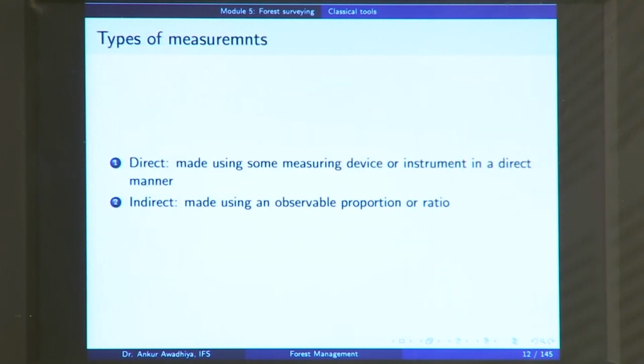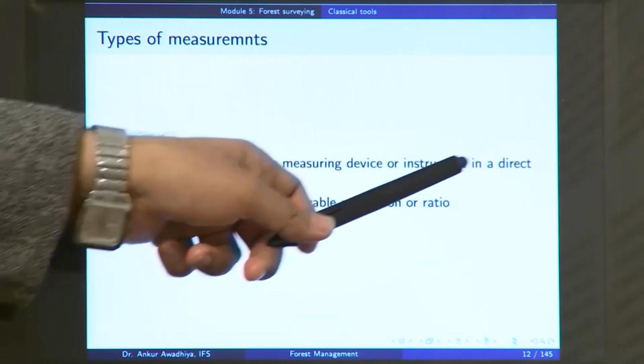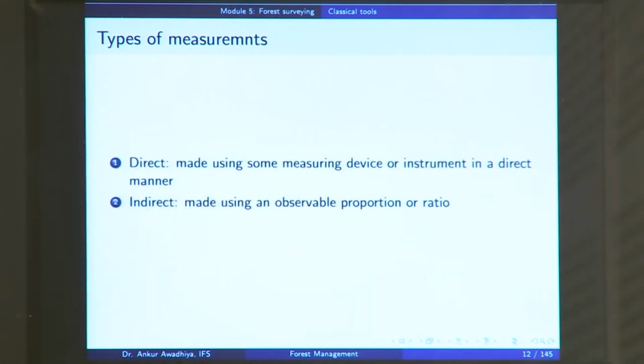Now, when we are making the measurements, there are two different types of measurements. One is known as a direct measurement. In the case of a direct measurement, you make the measurement using a measuring device or an instrument in a direct manner. So, for instance, you are taking a tape and you are going into the field with the tape and you are taking the measurements of the distance between 2 points. So, that is a direct measurement.